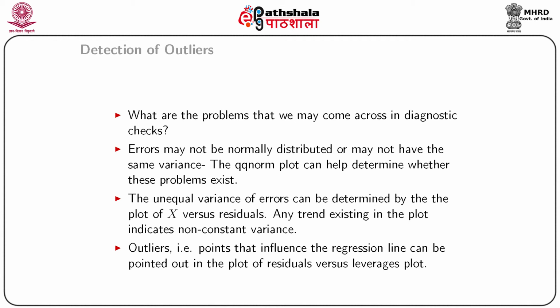The unequal variance of errors can be determined by the plot of the explanatory variables x versus the residual. If there is a trend that exists in the plot, then it indicates non-constant variance of the error terms. We can also find outliers from these plots. That is, the points that influence the regression line can be pointed out in the plot of residuals versus leverages in the R output.